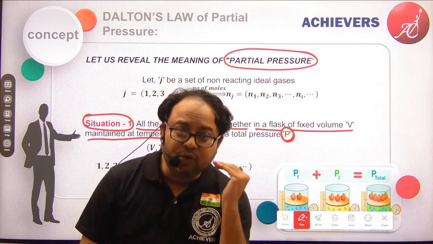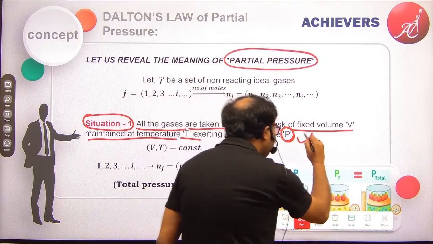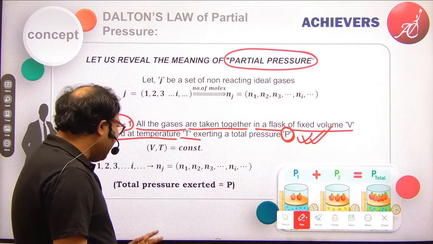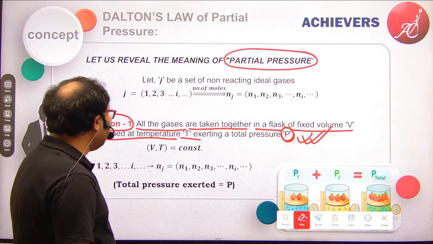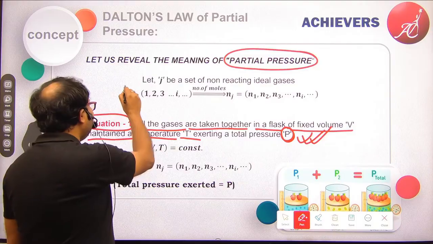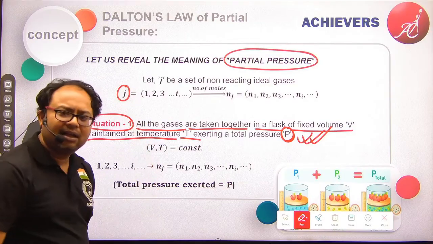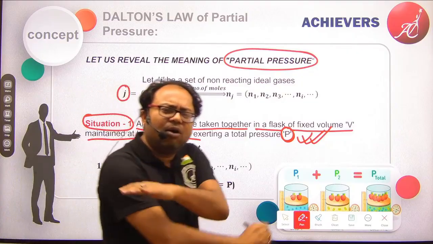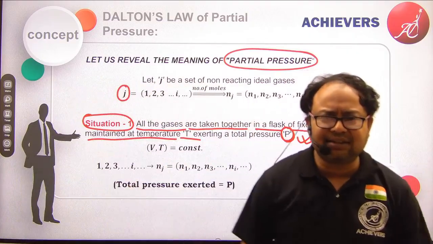Now we need to interpret this one. And how are we denoting the gases? We are denoting all the non-reacting gases by a set J. And this set is comprised of a large number of gases.